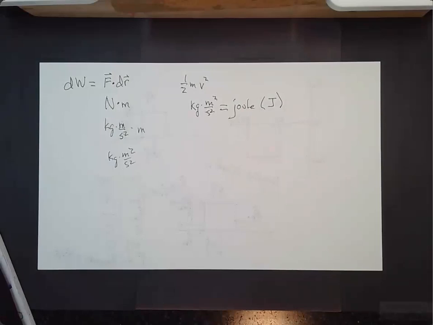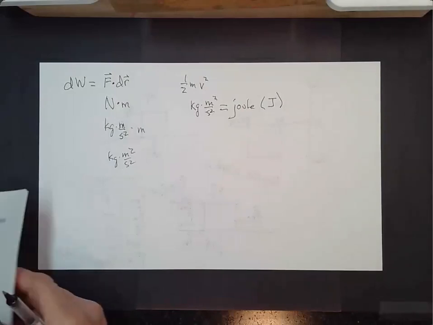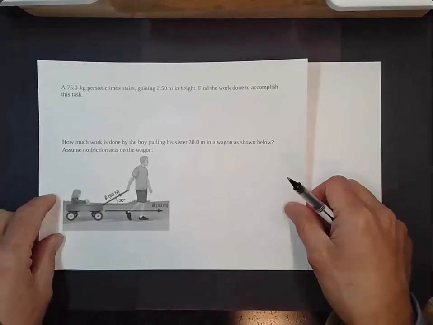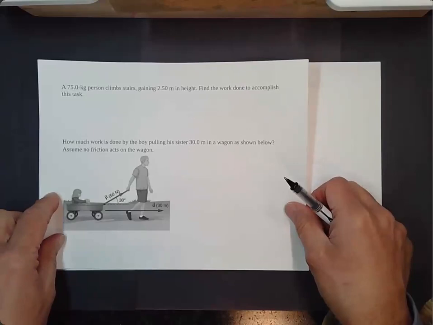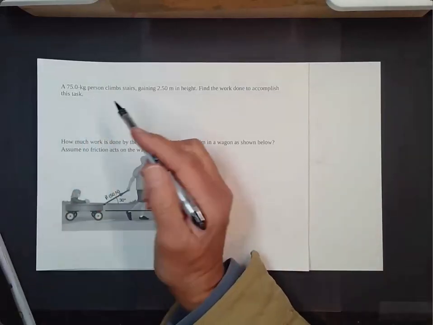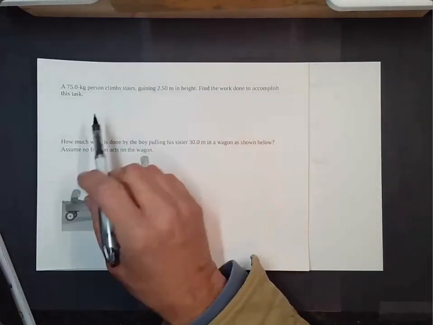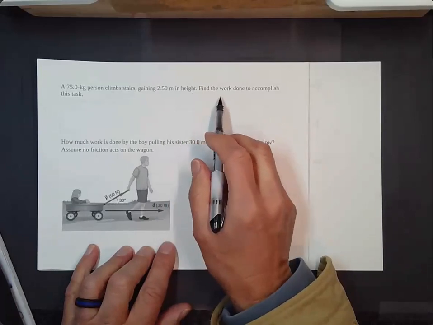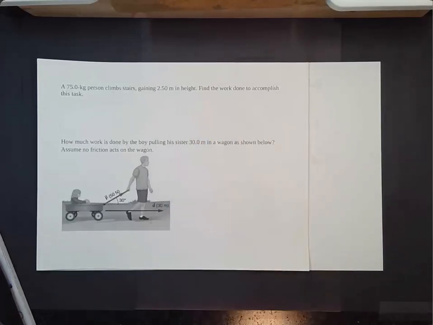Okay, someplace I printed off some problems to do on this. And these ones are straight out of your book, although I'll make a file available. I wasn't content with the ones I'd been using before, but we'll start off with just a few basic work problems. A 75 kilogram person climbs stairs, gaining 2.50 meters in height. Find the work done to accomplish this task.